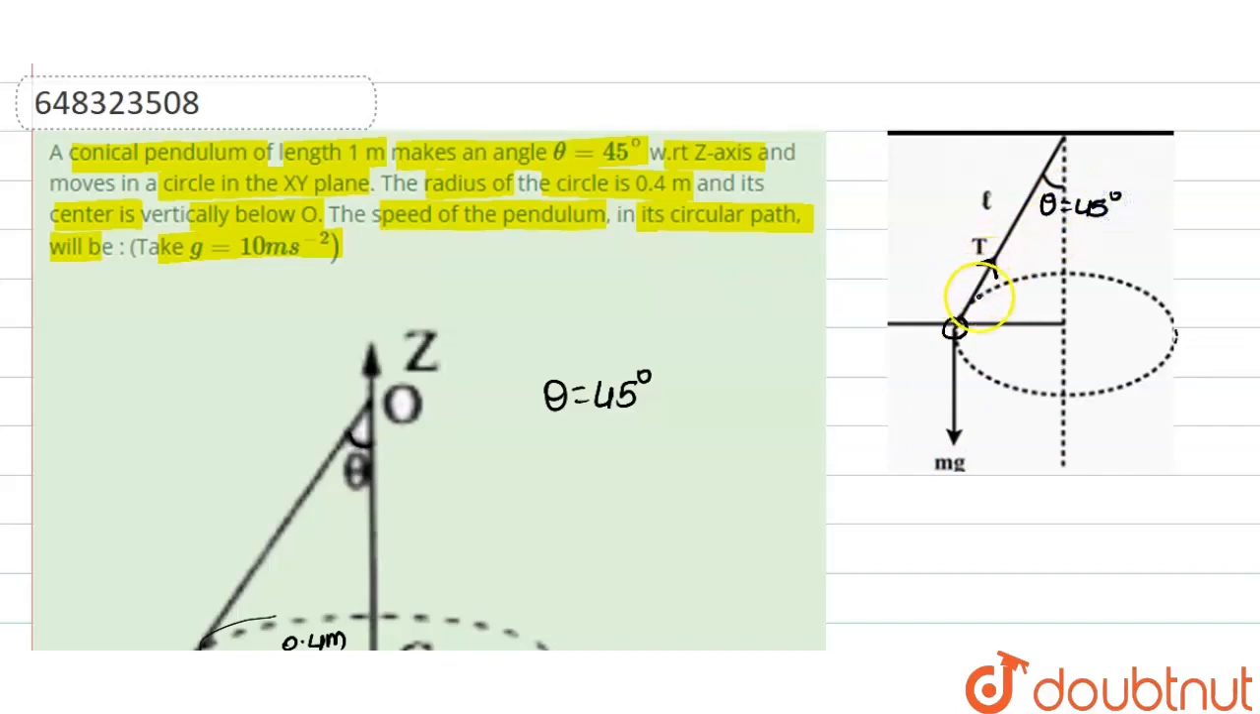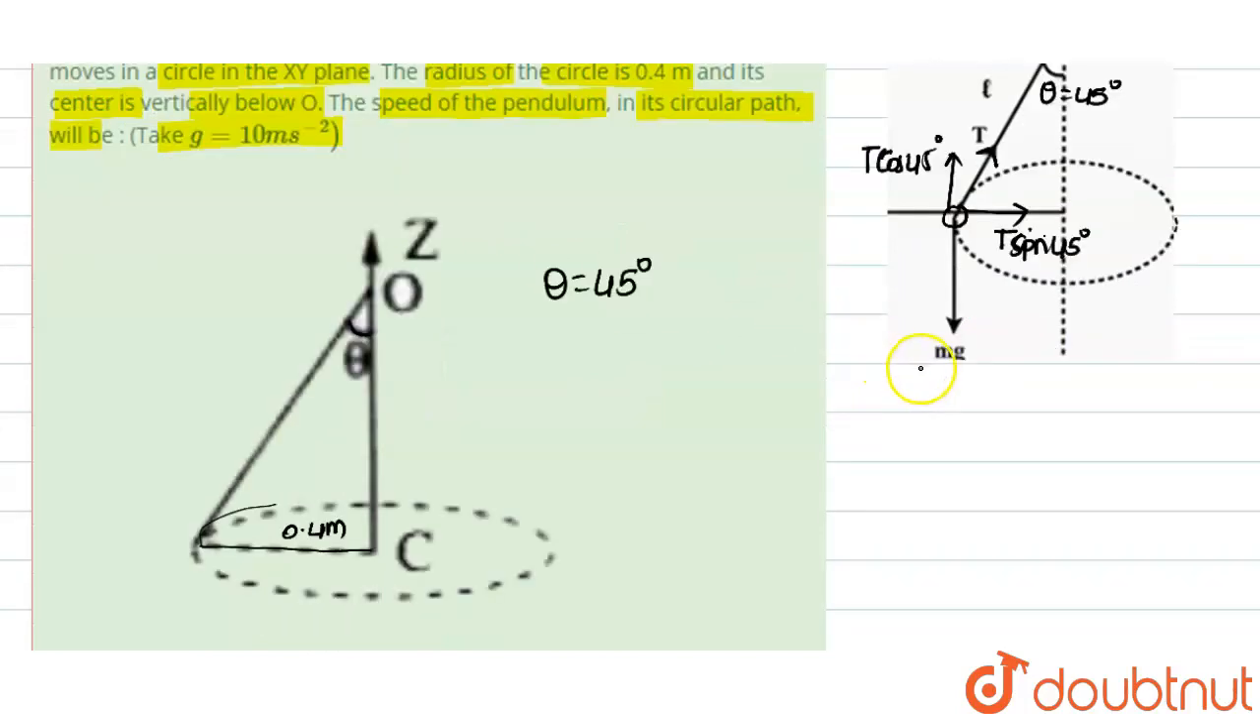Now we can draw the horizontal and vertical components of this tension force. Here the horizontal component of this tension force is T sin 45 degrees, and the vertical component will be equal to T cos 45 degrees. Now, according to Newton's second law of motion, this weight mg will be balanced by T cos 45 degrees, and this pendulum is describing circular motion here.